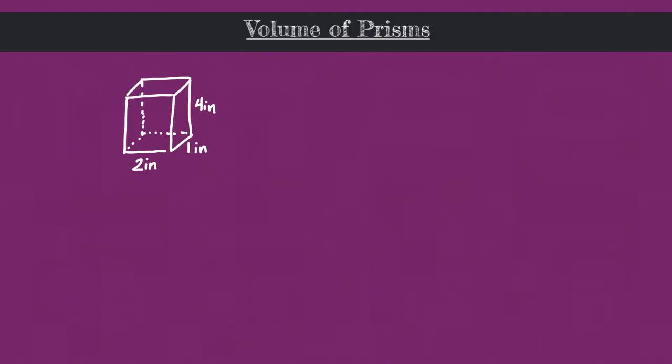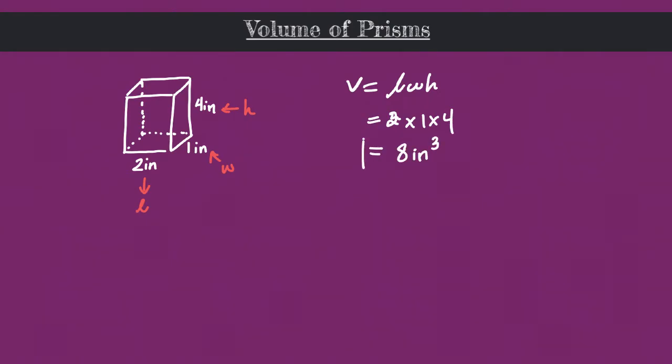So here we have a prism, and the formula that we are commonly used to seeing is V is equal to LWH, which is pretty much just the length times the width times the height. So in this case, our length is 2 inches, our width is 1 inch, and our height of our prism is 4 inches. So you would just go ahead and substitute that into the formula. 2 times 1 times 4, and that's going to be equal to 8 cubic inches.